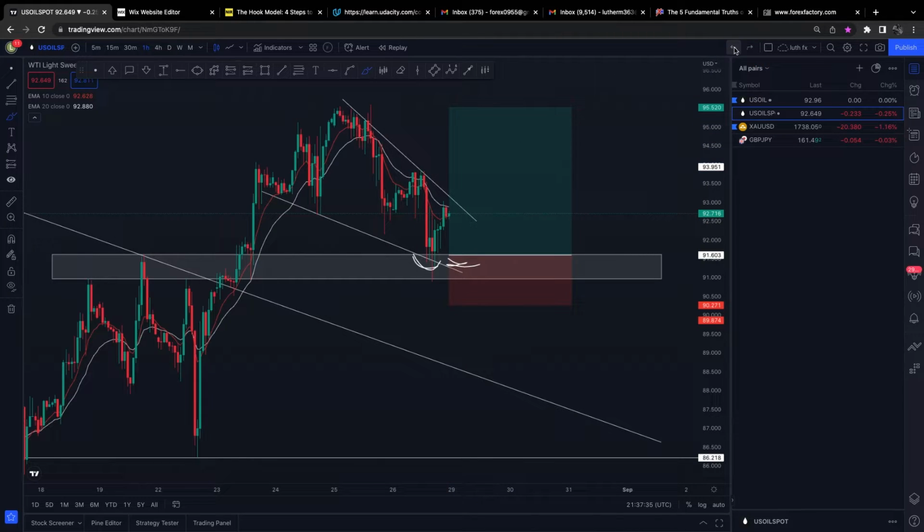I really want to be patient to see how price will play out. I'm not going to rush, and I'm definitely going to update you guys on how this setup is going to play out.